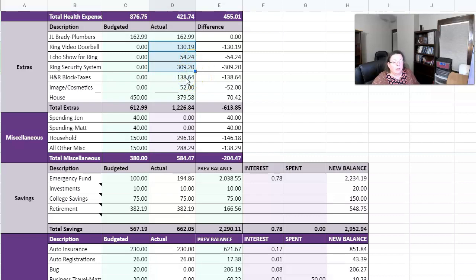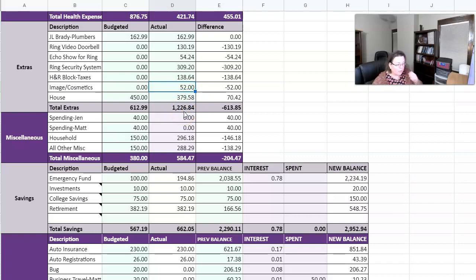The next line item we had was taxes. I filed taxes for two out of three of us, so that was $138. I had my hair and brows done. That was $52. This was covered by a sinking fund. Then we had $379 for the house, and I originally planned on $450. So this is just the continuing to settle in type of stuff.